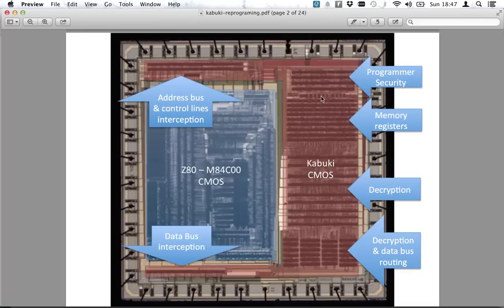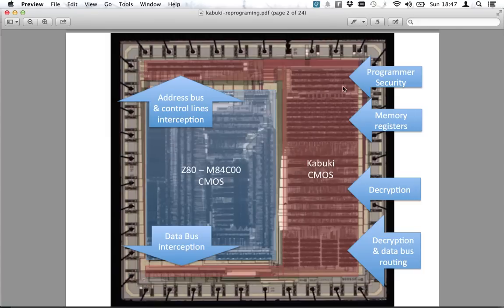So we can start perhaps here on the top left part. We have the address bus and control lines interception, and the data bus interception down here. I will not get too much into it again, but in the previous video I explained that this is how Kabuki gets control of everything that's happening through the CPU and decides what to do, for example, decrypting the data before it's fed into the Z80 CPU core.